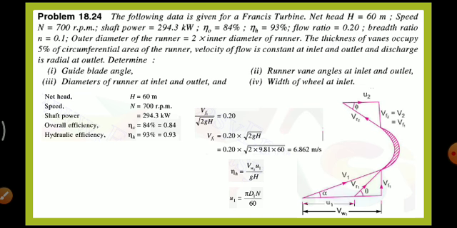So hydraulic efficiency is equal to vw1 u1 divided by gH. H is given in the question, g is a known value, and hydraulic efficiency is given in the question. So from that we will get the value of vw1. Okay, next, so we got the value of vw1 and u1.